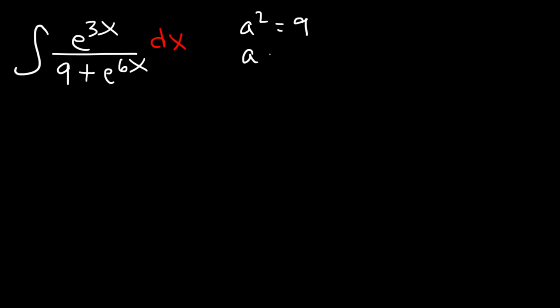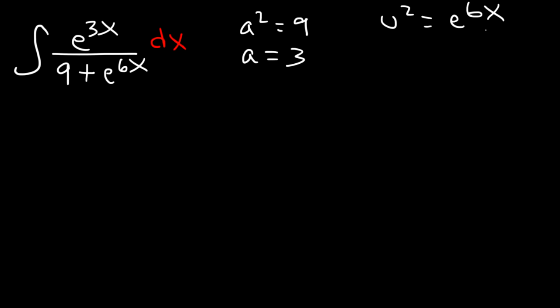What is the antiderivative of e to the 3x divided by 9 plus e to the 6x? So what can we do in this problem? Notice that we can square root 9 and e to the 6x. So we can put it in the form a squared plus u squared. So let's make a squared equal to 9, which means a is 3. And u squared, let's make it equal to e to the 6x.